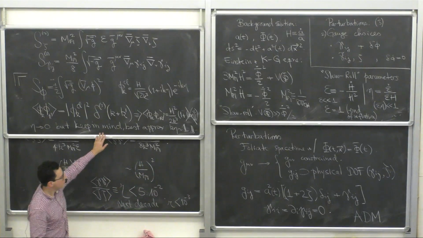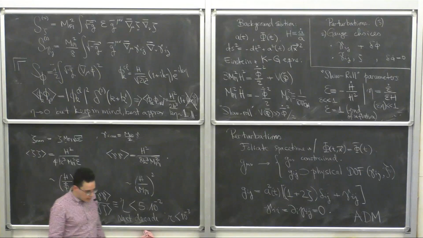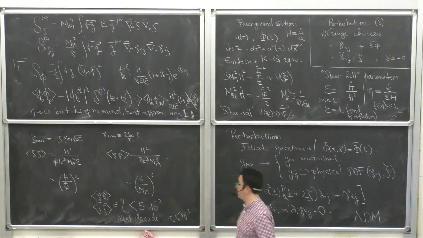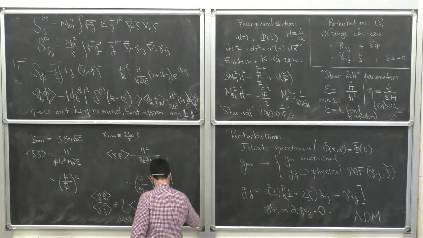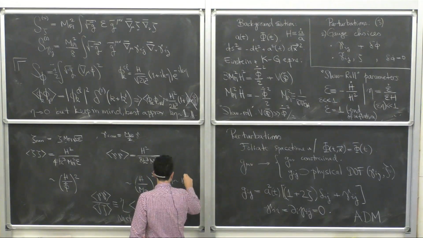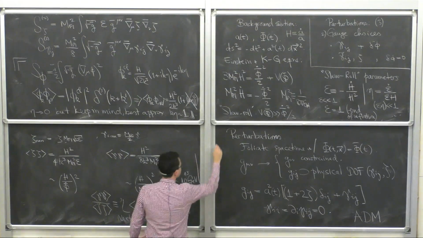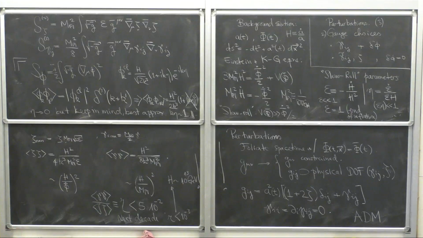Okay, or detection. If you see anything, H would be order 10 to the 13 GeV. This is amazing, huh? 10 to the 13 GeV handed to you.